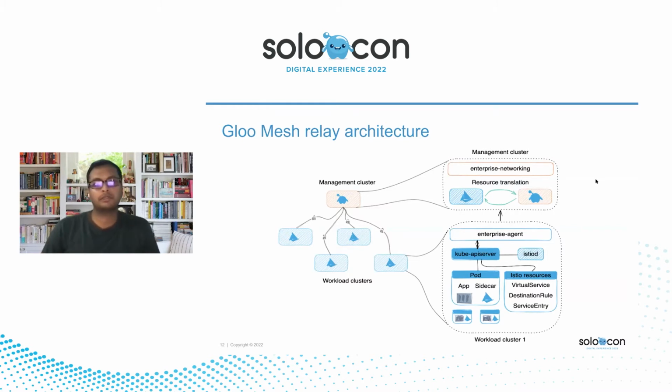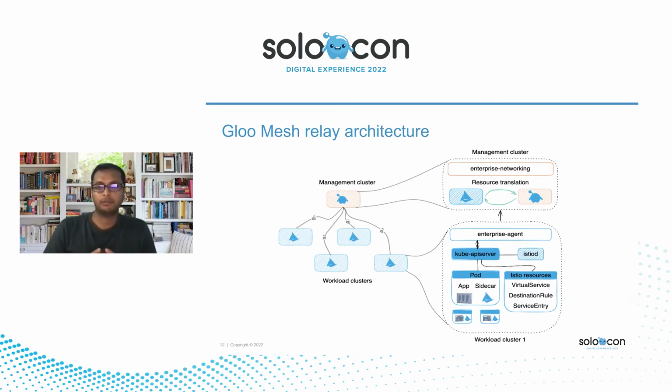So this is what we call the Gloo Mesh relay architecture, right? So in Gloo Mesh, like I was saying, we have the agent, which is going to look at the Kubernetes API server, get all the information about the services and endpoints, send it securely over the management plane, which we call the enterprise networking pod. And the enterprise networking pod looks at the Gloo resources, combines it with the stuff the agent has given, converts to the Istio resources, sends it back down to the agent, which applies it.